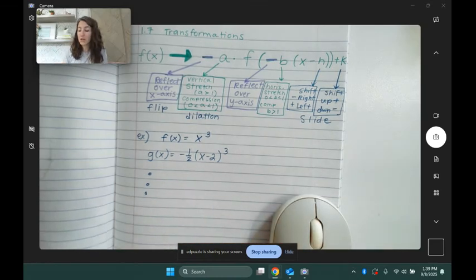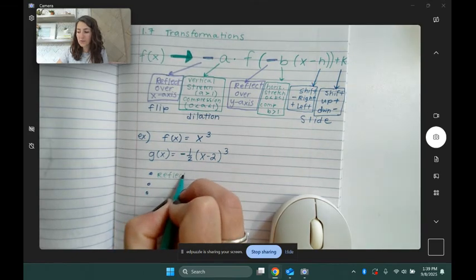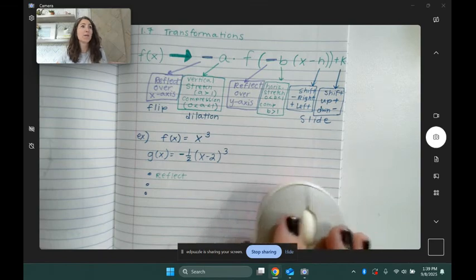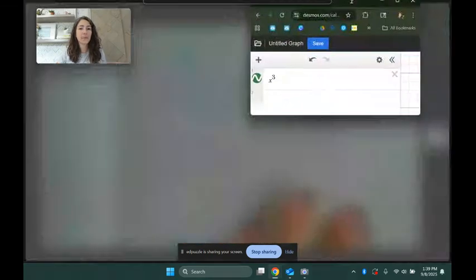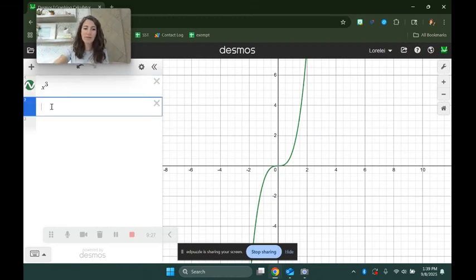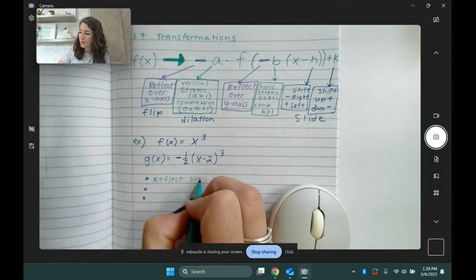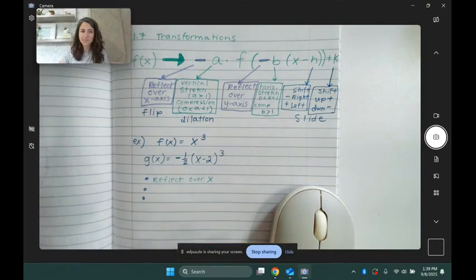So first, let's look at this negative sign. It's out front. It's for sure a reflection, but let's see what type of reflection it is. If I've got my x to the third function and I have negative x raised to the third, that's going to be a reflection. This one's actually really difficult to tell what type. It'll look the same whether you flip it horizontally or vertically. But this one's going to be a reflection over the x-axis.